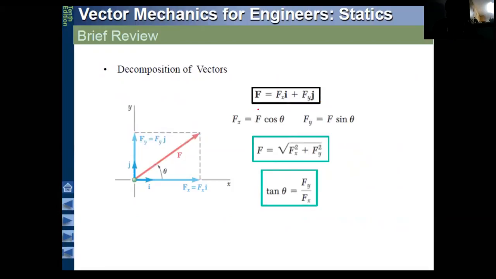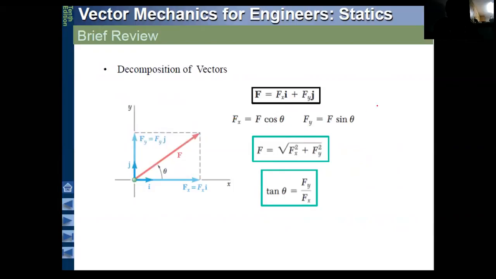And F of x is the multiplication of the length of the vector and the cosine of the angle between that vector and the x direction. And same for the y direction: F of y equals F times sine of theta.